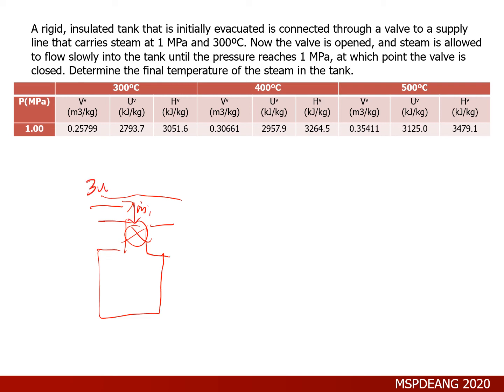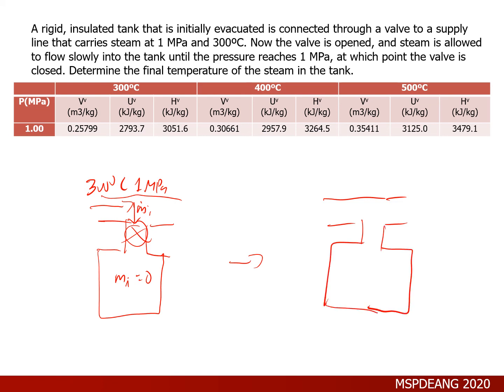Okay, this is at 300 degrees Celsius and 1 MPa. And then steam is now allowed to go in. Bubuksan yung valve. Okay, this initial mass of steam, Mi, is equal to 0. So initially evacuated. And then, papasok yung steam until this is now at 1 MPa. Since equal na yung pressure, di na papasok yung steam sa loob ng tank natin. And you can now close the valve once again. So ito yung final conditions natin.